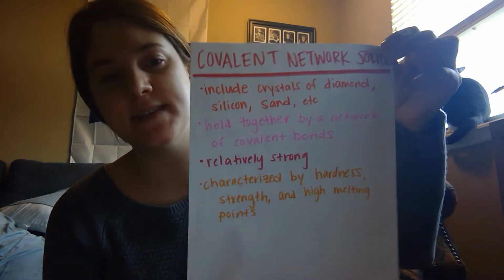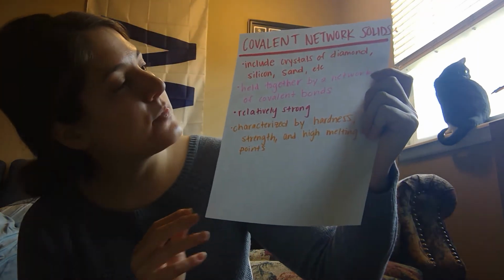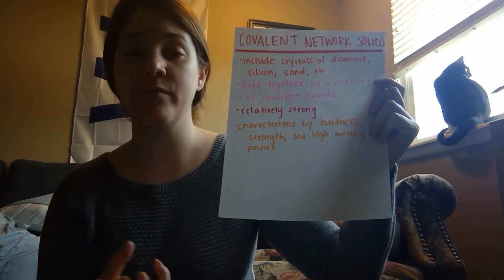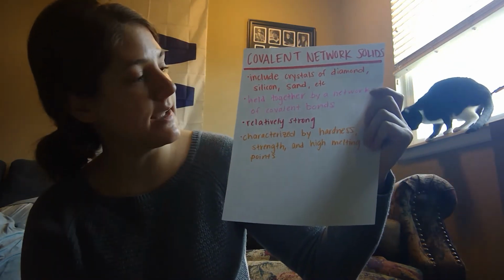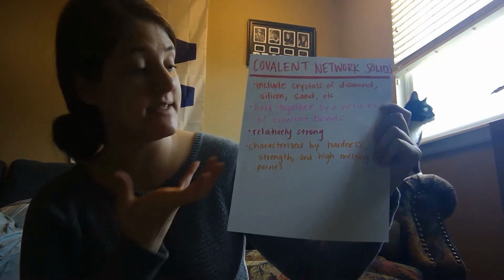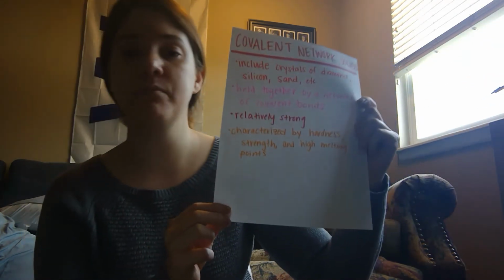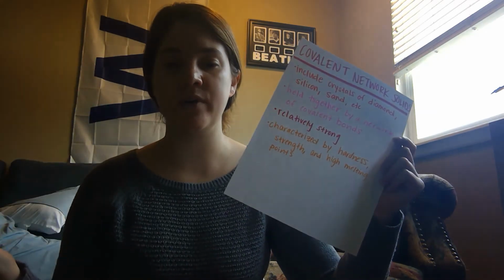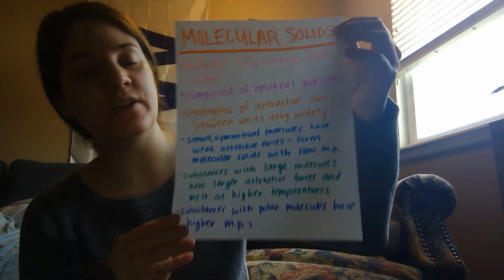The third category is covalent network solids. These are solids that are held together through a network of covalent bonds. These include crystals of diamond, silicon, and sand. Since they're held together by these covalent bonds, they're relatively very strong, and they're characterized by hardness, strength, and high melting points. You might know that diamonds are one of the hardest substances, and they are held together by these types of bonds.